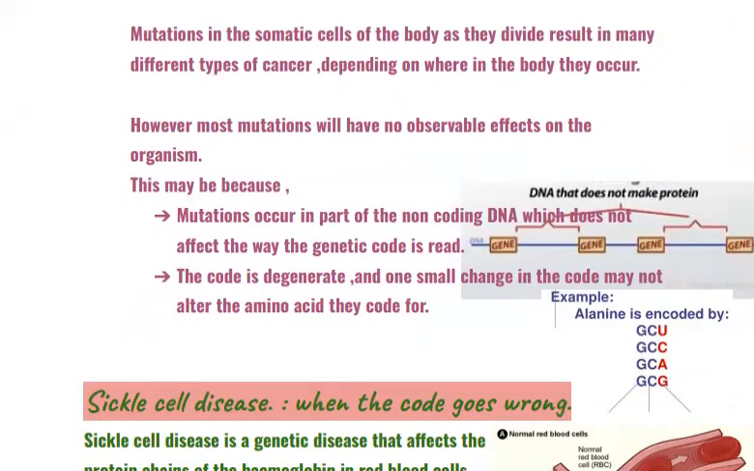However, most mutations will have no observable effects on the organism. This may be because mutations occur in part of the non-coding DNA, which does not affect the way the genetic code is read. The code is degenerate, and one small change in the code may not alter the amino acid they code for.